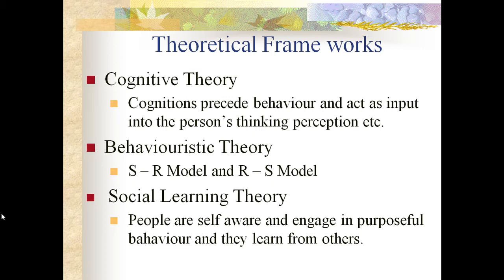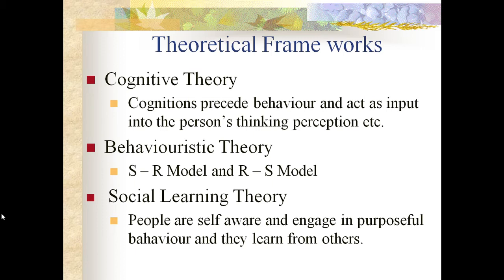And the third theory is social learning theory. So the word social learning, we learn from society. That theory says people are self-aware and they engage in purposeful behavior and they learn from others. So that means we become aware of our behavior, and by looking at other people, by understanding their behavior, or by learning from others, we modify our behavior, we decide our responses. So these are the three theories of organizational behavior or theoretical frameworks of OB: cognitive theory, behavioristic theory, and social learning theory.